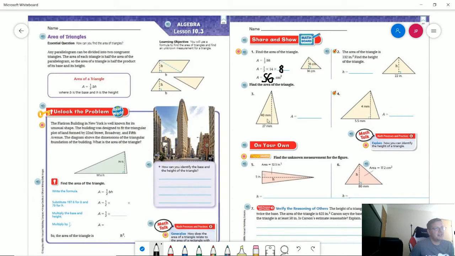So for this one, I can take the 40 and cut it in half if I wanted to, and then multiply that times 27. So if I did that, that would give me 20 times 27, and I would get 0, 14, carry the 1, and that would give me 540 millimeters squared.